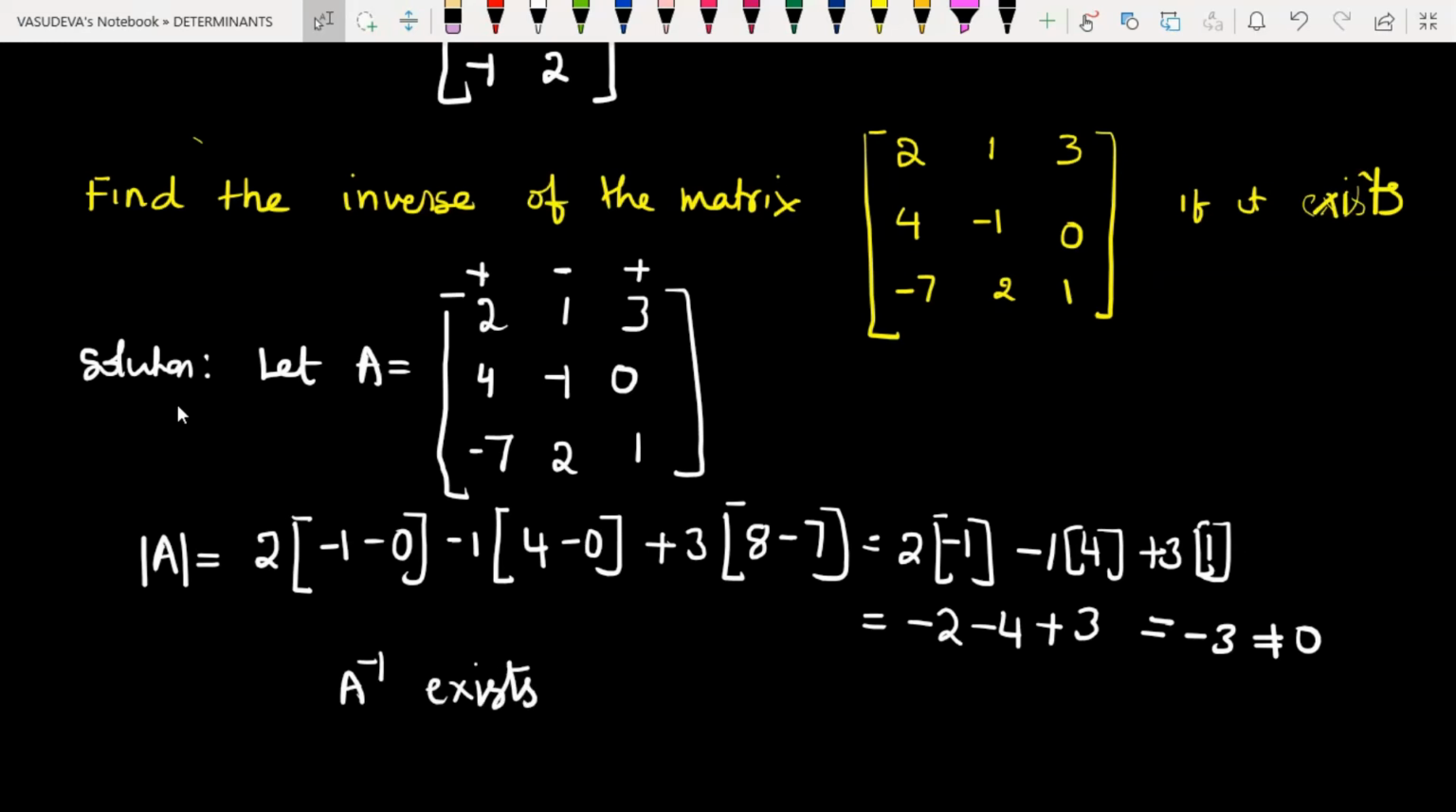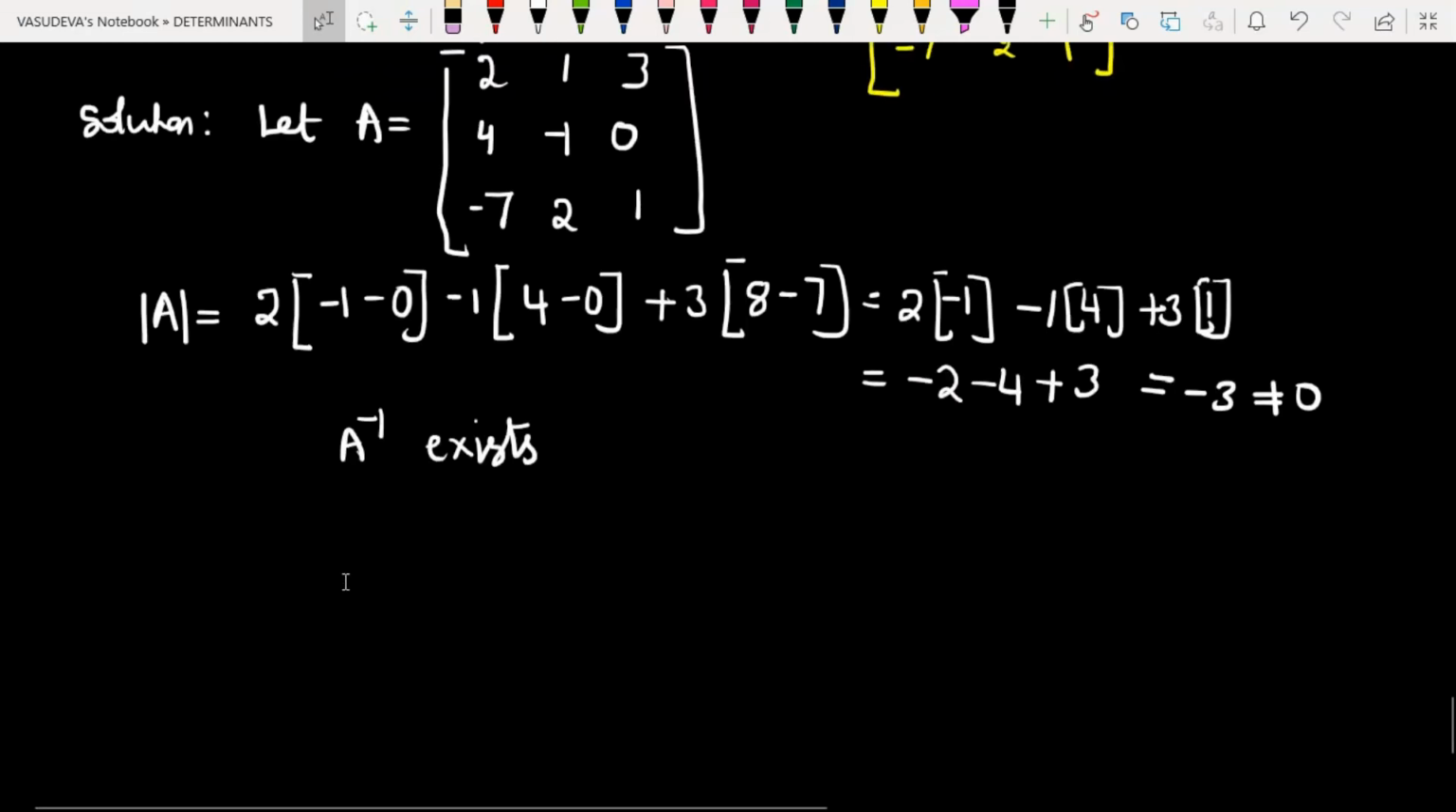So the important thing is, to find the inverse of the matrix, we first find out determinant of A. From that we can conclude that if determinant of A is not equal to 0, then we can say that A inverse exists. Suppose if determinant of A is equal to 0, then A is a singular matrix. If A is a singular matrix, determinant of A is 0, then A inverse does not exist.